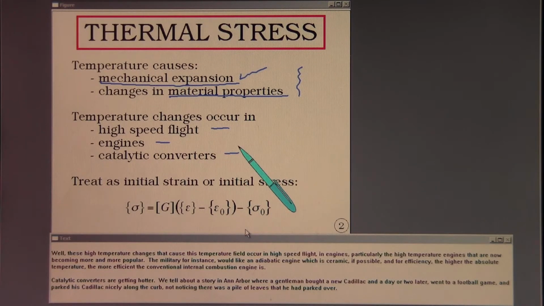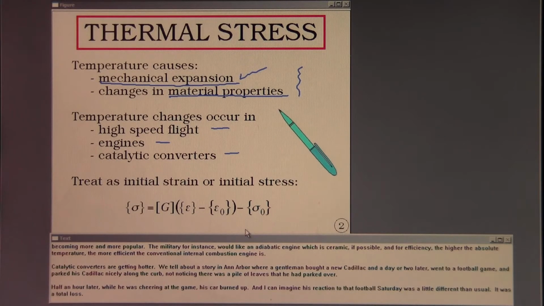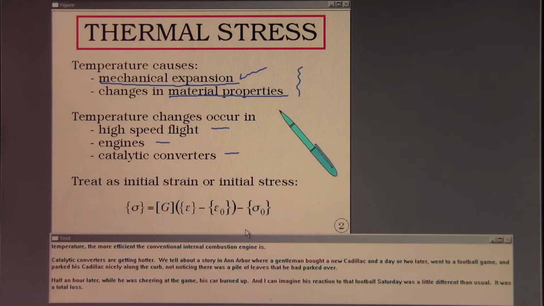We tell a story in Ann Arbor where a gentleman bought a new Cadillac and a day or 2 later went to a football game and parked his Cadillac nicely along the curb, not noticing there was a pile of leaves that he had parked over. Half an hour later, while he was cheering at the game, his car burned up. And I can imagine his reaction to that football Saturday was a little different than usual. It was a total loss.